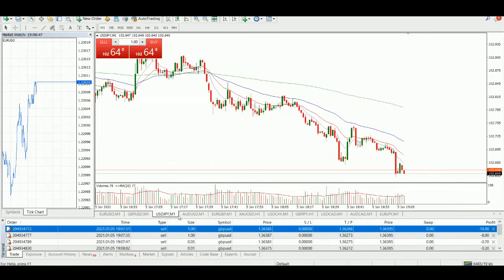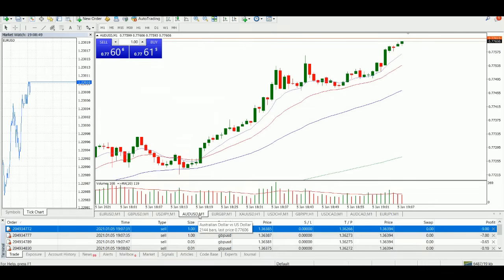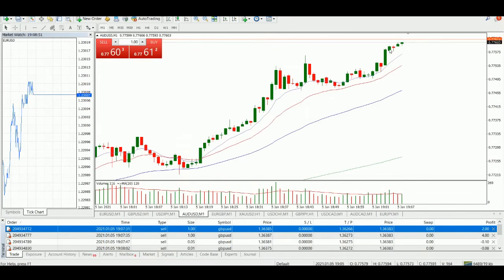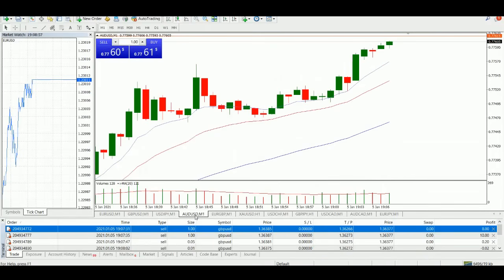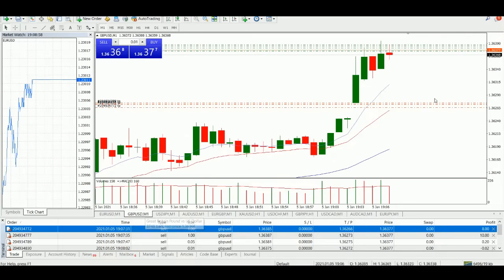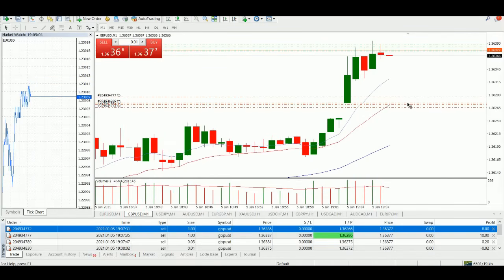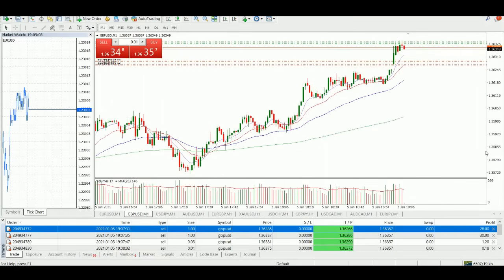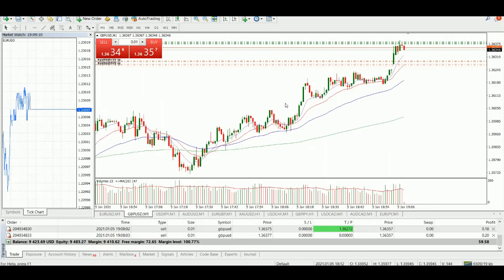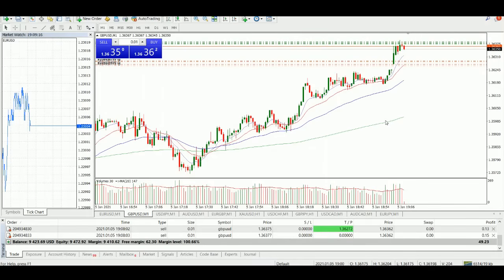Euro dollar is still going up, USD yen also, and AUD dollar, but very slow up movement. As you can see, very small candles. Okay, so my take profit are green again. So on GBP dollar, we are close. Price will be reaching. Okay, that's it. How much? 59. That's another $100 coming our way. Just wait for it. Another $100 is on the way.